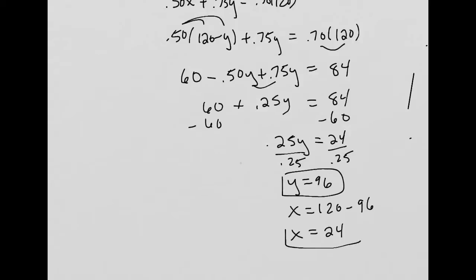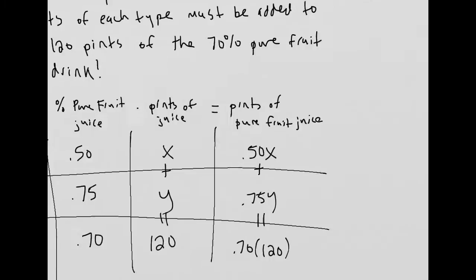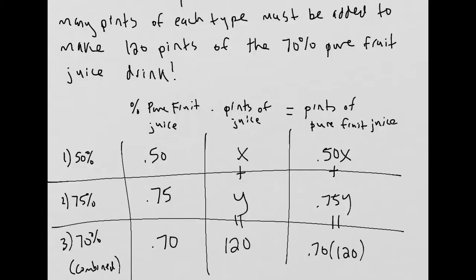And now what do those answers mean? Well, if I go back to my table, what x and y represented was x was the number of pints specifically of the 50% juice, and the 96, or the y number, was the number of pints of the 75% juice that we were mixing together to make this 70% juice.